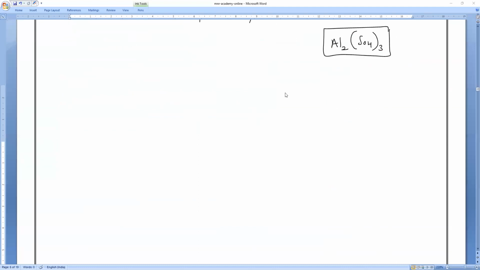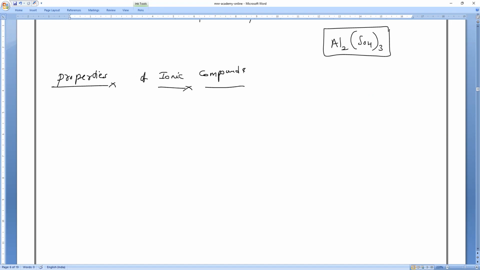Next. Write properties of ionic compounds. Of course, in class 10th you will study again. By that time you will study many properties, but for now you just need to differentiate the ionic compounds and covalent compounds. You need to have that difference, why they are different, why they do not have similar things. So, properties of ionic compounds: ionic compounds are made up of what?